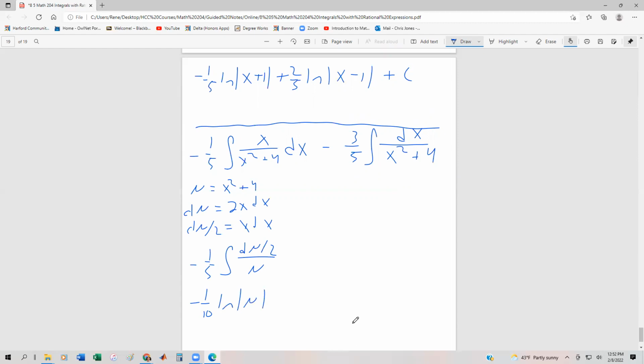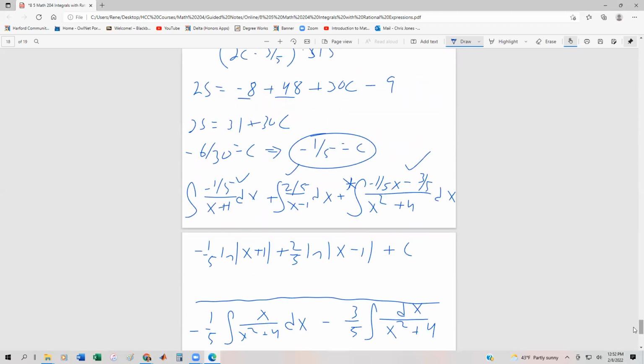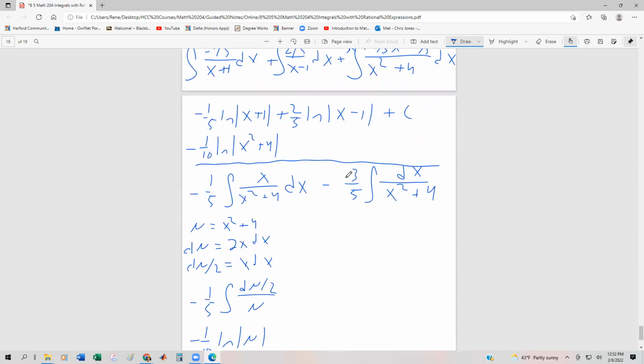And then finally, we back substitute the x squared plus 4. So that's going to wind up being negative 1/10 ln absolute x squared plus 4, and that'll be part of our answer. So we go up here, and now we have negative 1/10 ln absolute x squared plus 4. The last thing we have to do is evaluate this guy right here. The good news with this one is it's just a basic function. It's an arctan. So this is going to be minus 3/5.